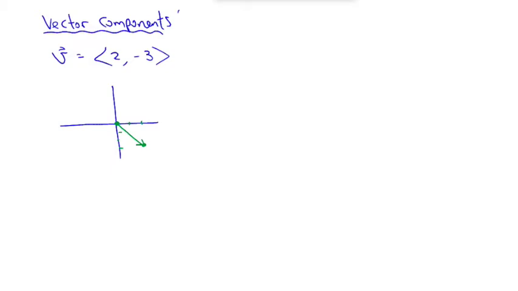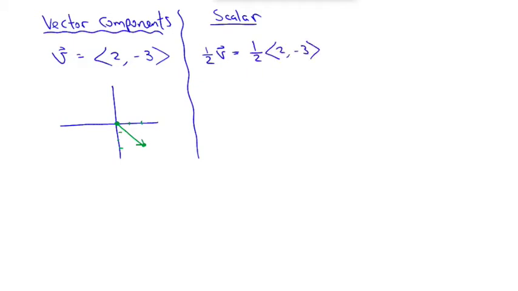Oh, let's talk about simplistic scalar. So if I did 1/2 v, what do you think would happen? Well, I want to take the magnitude and cut it in half. So that would be 1/2 of 2, -3. Is there anything that tells me what to do next? No. So I'm kind of at a stop right now.